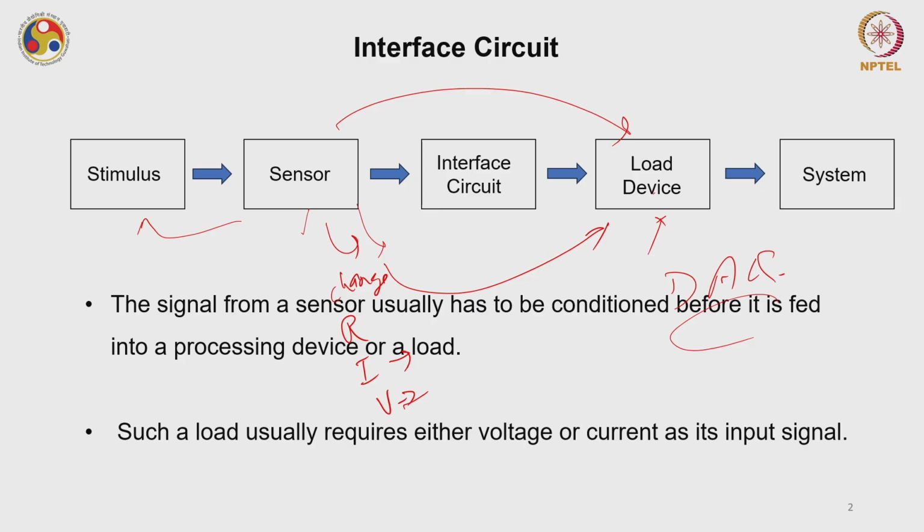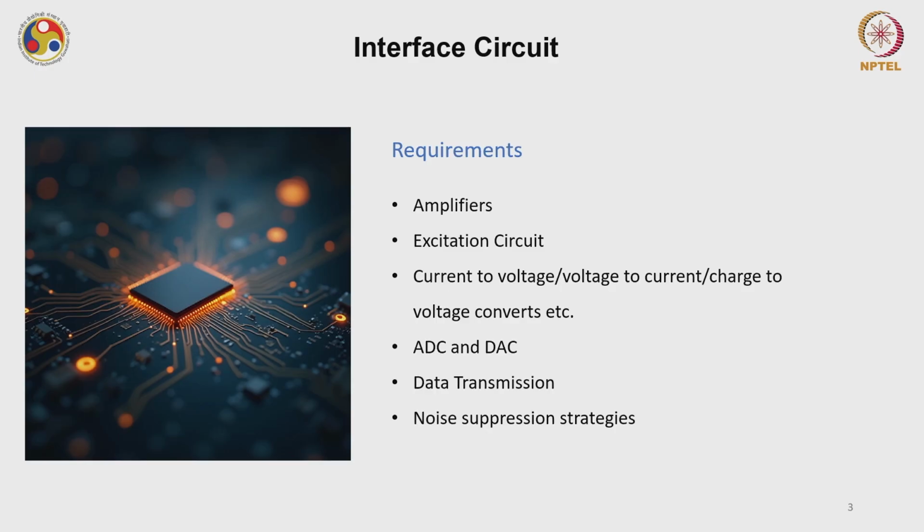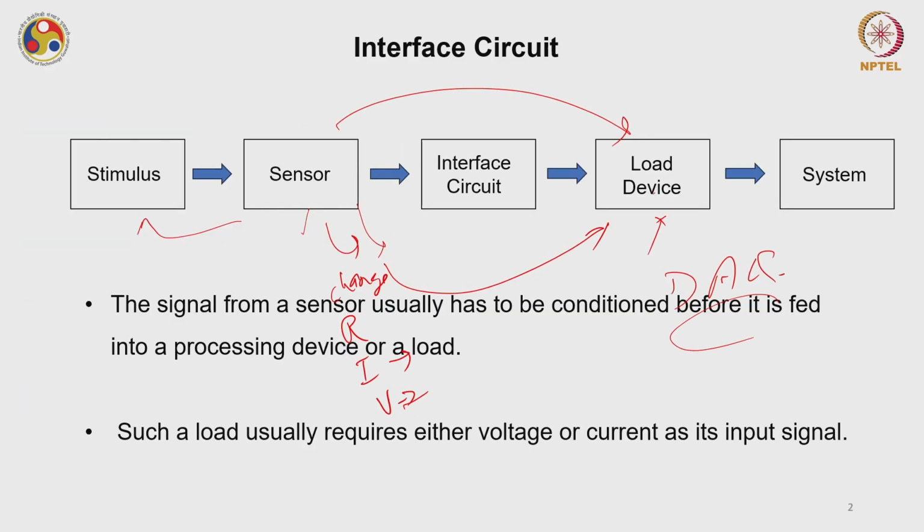So, the signal from the sensor has to be conditioned before it is fed into the processing device or load, which, as I mentioned, is nothing but, say, a DAC card. This load will of course need the signal in the form of current, or mostly voltage. Let us understand the basic requirements of this interface circuit, which come from both the sensor and the load. The interface circuit acts as a slave that has to fulfill its two masters, the sensor and the load device.